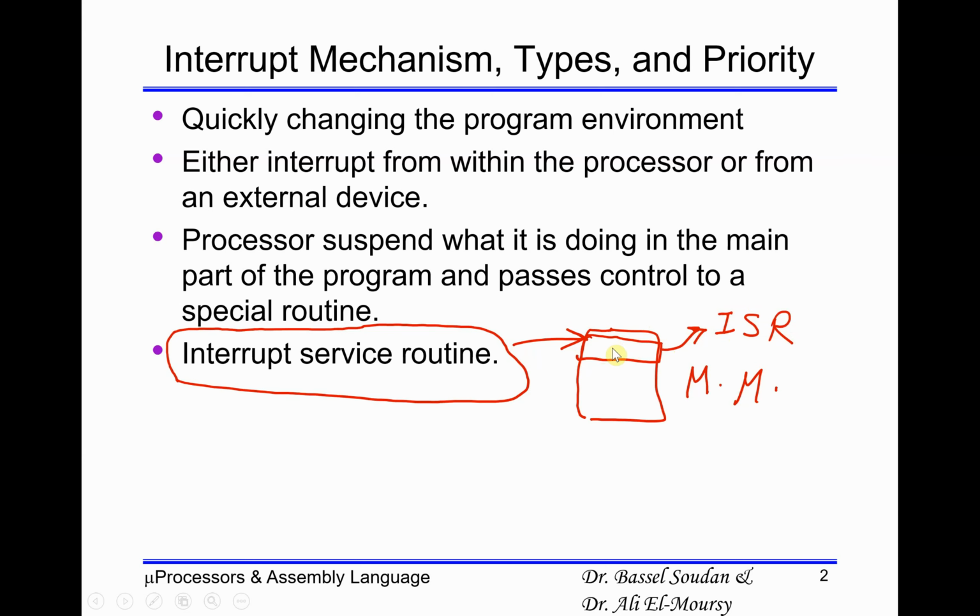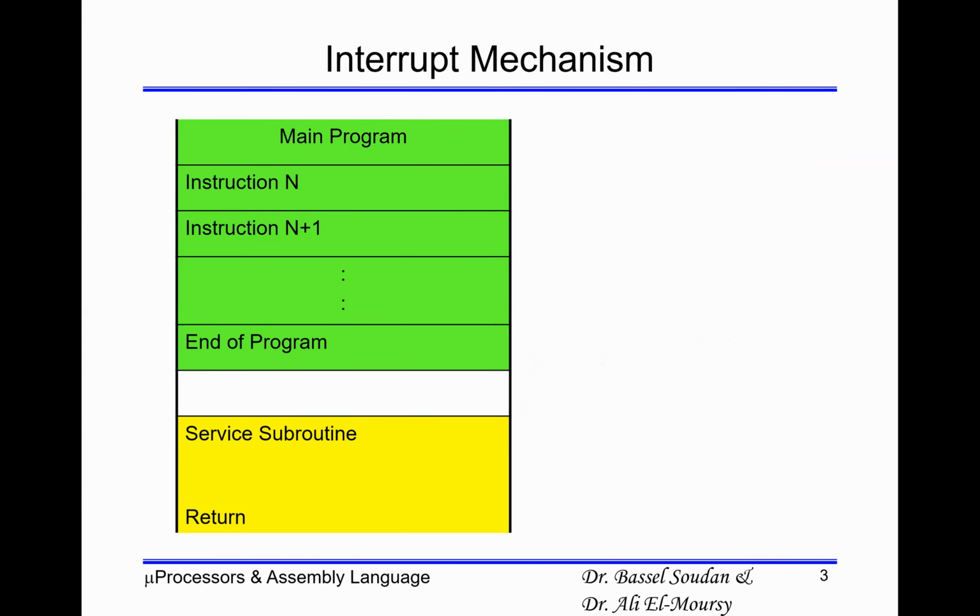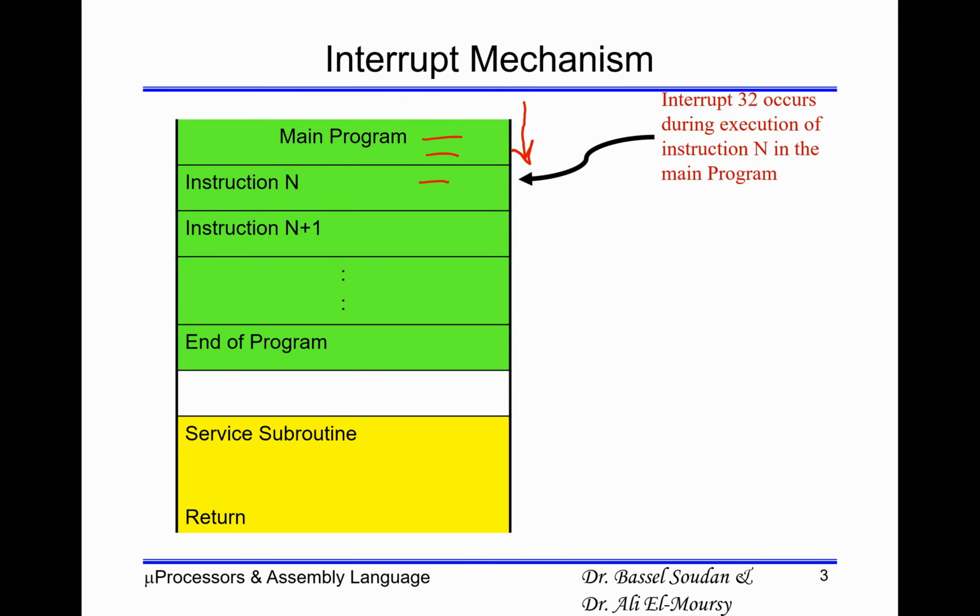To explain what actually happens in the microprocessor to service an interrupt, we assume that we have the microprocessor executing some main program. The microprocessor goes through its regular cycles for execution of the instructions of my main program. So I have instruction n, then instruction n plus 1, and so on. Right now, assume that some interrupt has arrived at the microprocessor. We will discuss the types of interrupts later on.